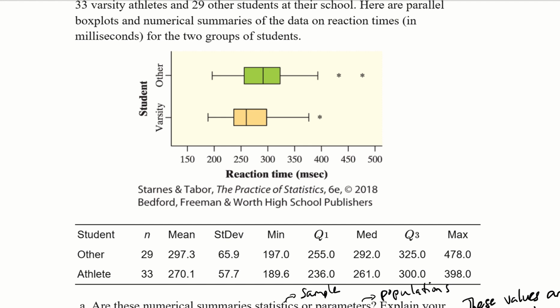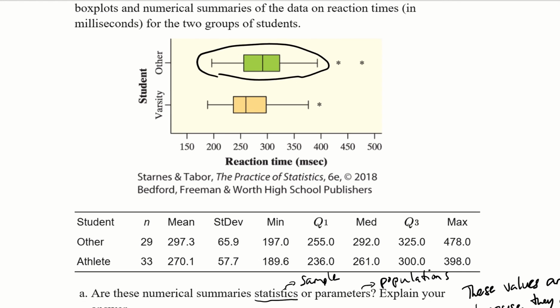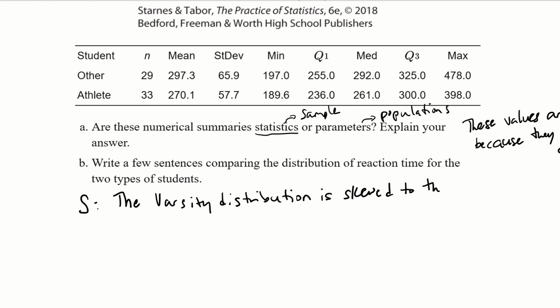Now when we look at the other group, this appears to have symmetry, right? So it appears to be roughly symmetric, but it does have two high outliers. So it's roughly symmetric with two high outliers. So that's something to keep in mind, okay? So the varsity distribution is skewed to the right.